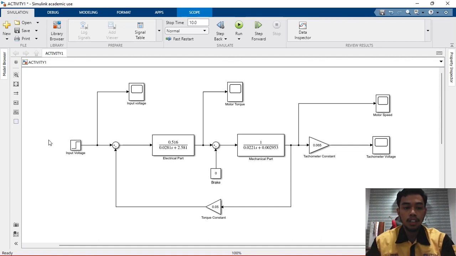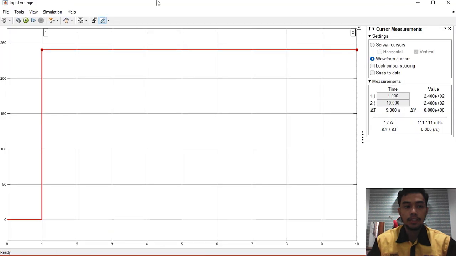After we set the input voltage to 240, and the stop time of the simulation to 10 seconds. So this is the block diagram, and this part is the DC motor where we have two constants here, which are the tachometer constant and the torque constant. After we run this simulation, we will obtain the output of the input voltage here.